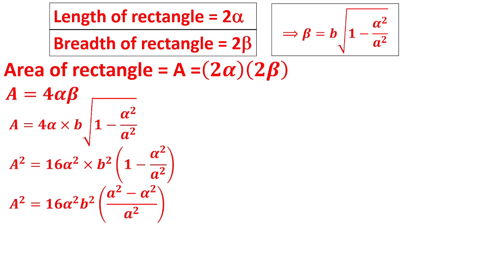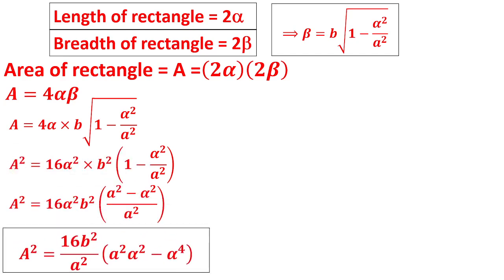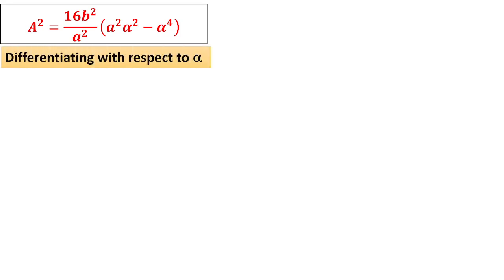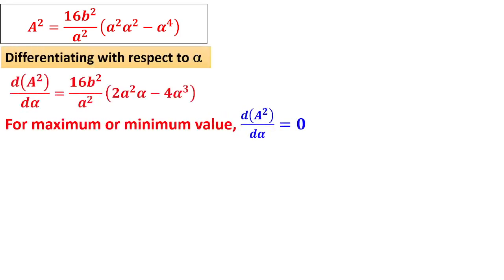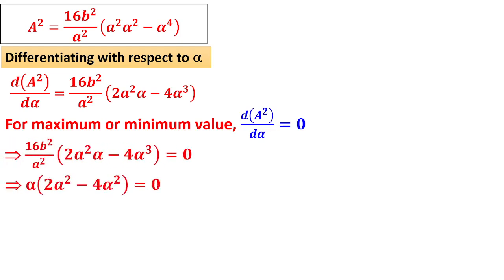As I am having square roots, I am squaring both sides for differentiation. Now, this is the simplified form of A square: 16 b square upon a square into alpha square into a square minus alpha power 4. Let us differentiate it. D of A square we are differentiating, and when it is maximum or minimum, first derivative equal to 0, I am equating. I am getting alpha into 2 a square minus 4 alpha square is equal to 0.